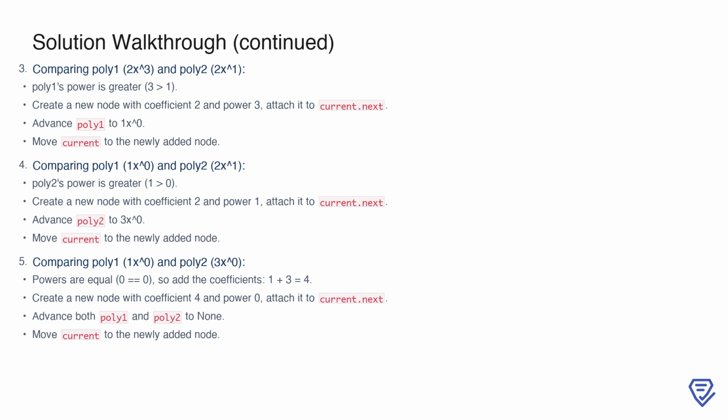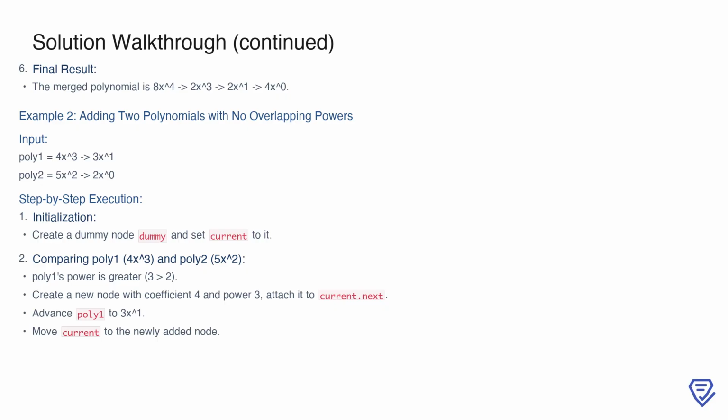Finally, we compare 1x to the power of 0 from poly 1 with 3x to the power of 0 from poly 2. Since their powers are equal, we add the coefficients, 1 plus 3 equals 4. We create a new node with coefficient 4 and power 0, attach it to current.next, and advance both poly 1 and poly 2 to none. The current pointer moves to the last added node. After completing the comparisons, the merged polynomial is 8x to the power of 4 + 2x cubed + 2x to the power of 1 + 4x to the power of 0.